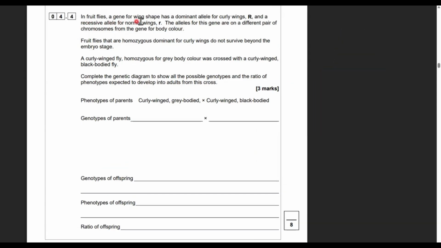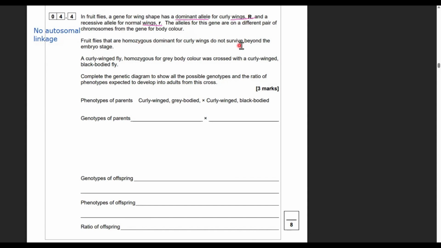Anyway, 4.4. In fruit flies, a gene for wing shape has a dominant allele for curly wings, R, and a recessive allele for normal wings, lowercase r. The alleles for this gene are on a different pair of chromosomes from the gene for body color. So what we're being told is that the curly wings and the body color are on two different chromosomes. That means there's going to be no autosomal linkage here. I'm guessing that's what they're trying to tell us.